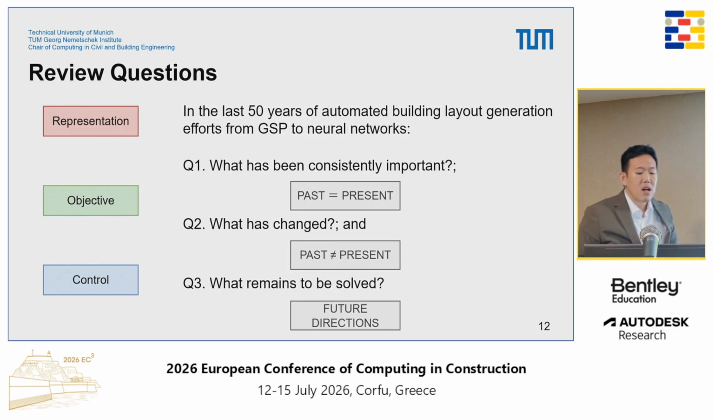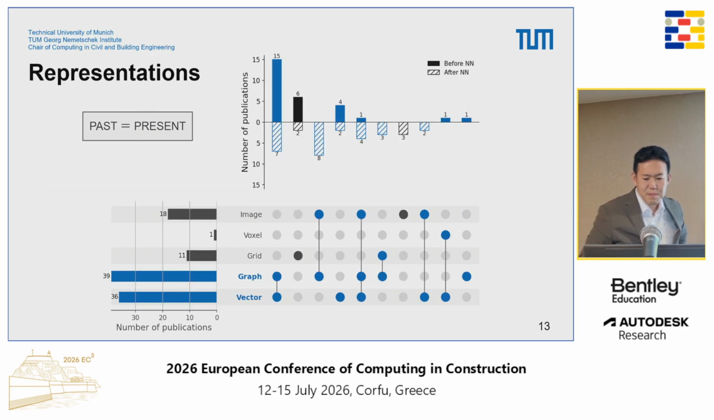And also, I'll introduce some of the findings that I learned from looking into these papers, focusing on what has been consistently important throughout 50 years, what has changed with the emergence of neural network application in this domain, and what remains to be solved, I see. So it's my interpretation of how we can continue our research.